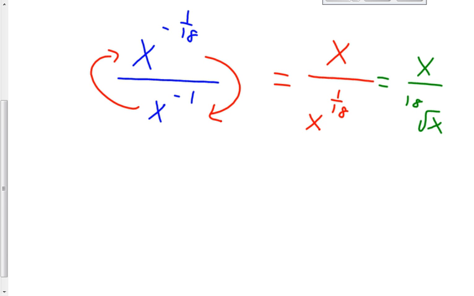And once again, we can't have radicals in the denominator. So what we have to do is rationalize the denominator. So in the same way, how do we get the denominator to be rational? What number do I have to multiply this by, once again, to get a 1? That would be x raised to the 17/18. Because the 17/18 plus 1/18 is 18/18, which is 1.